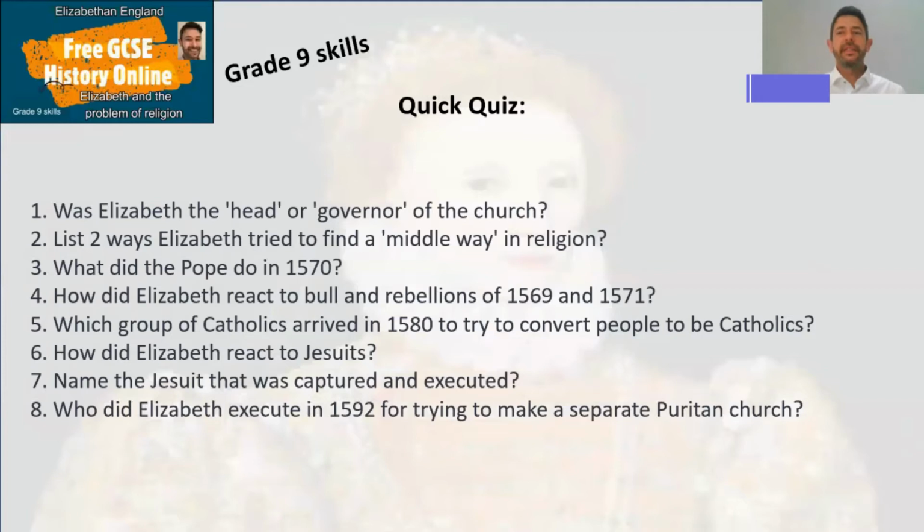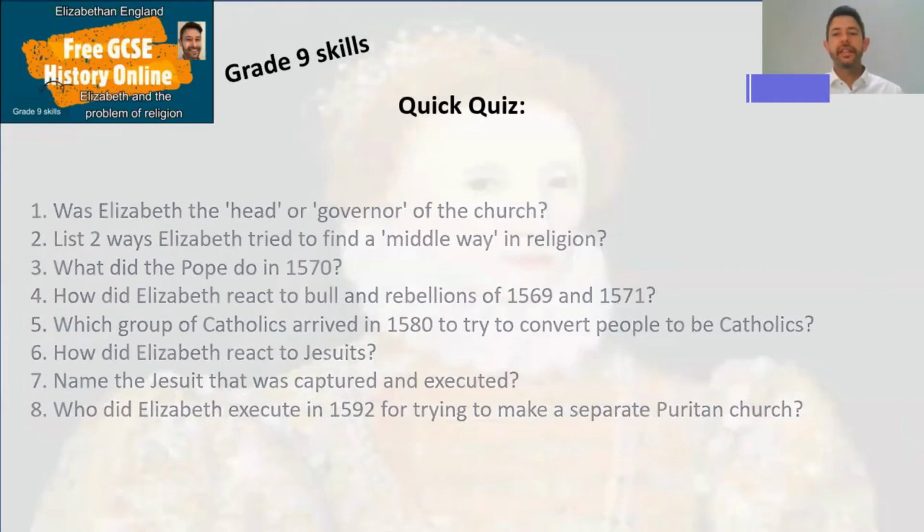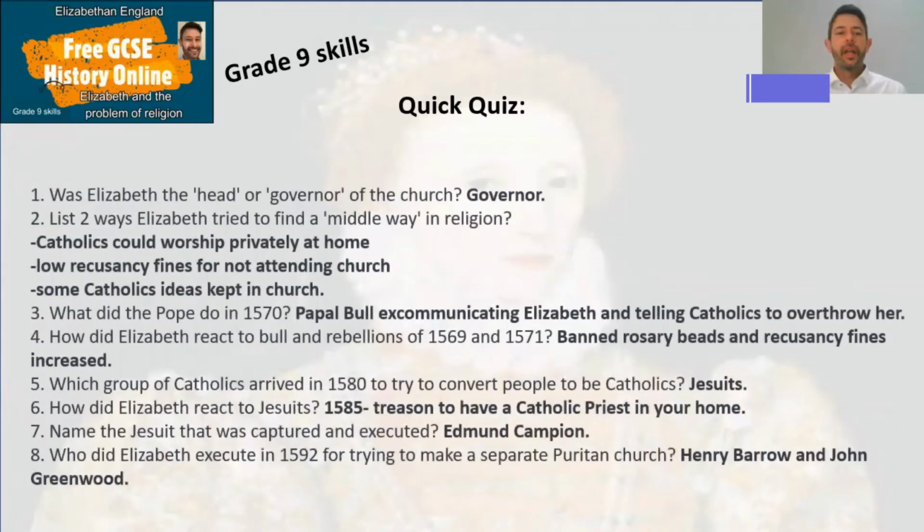Right, hopefully you've been successful with that. So let's see how you got on. Here are the 8 answers. So was Elizabeth the head or the governor of the church? Well, she was the governor. She didn't want to cause a huge controversy with the middle way by being the head of the church. That would have been maybe upsetting to the Catholics, who considered the Pope to be the head of the church, of course.